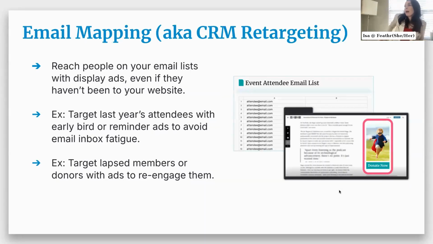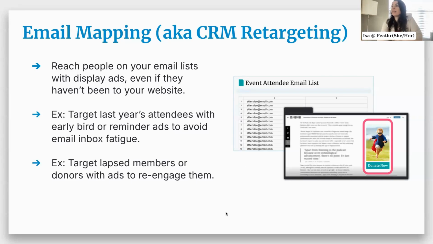Okay, and then email mapping. This is also known as CRM retargeting, so you might have heard it called that. This lets you reach people whose email you have, but with display ads. So no emails are sent as part of this campaign. You're simply using their email as that unique identifier to then serve them ads in the same way that geofencing or retargeting ads are. So just display ads as they're browsing the web.